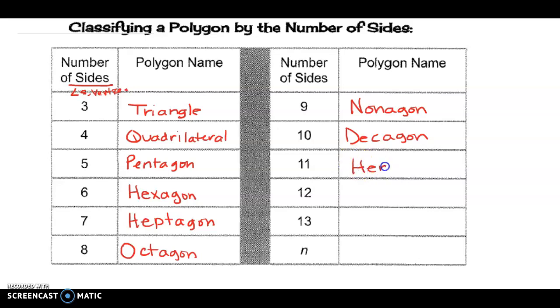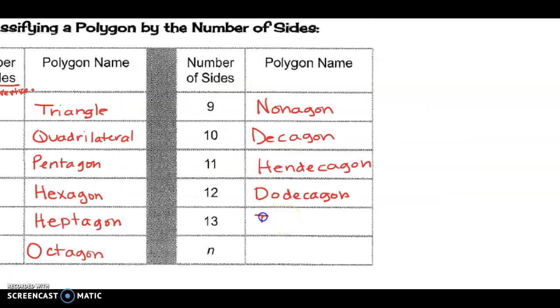11-sided is a hendecagon. 12-sided is a dodecagon. A 13-sided is a tridecagon. And then n-sided means any number of sides other than these is just called an n-gon. So seriously, like a 19-sided polygon would be a 19-gon.